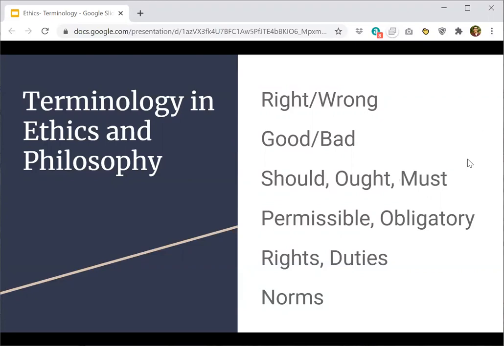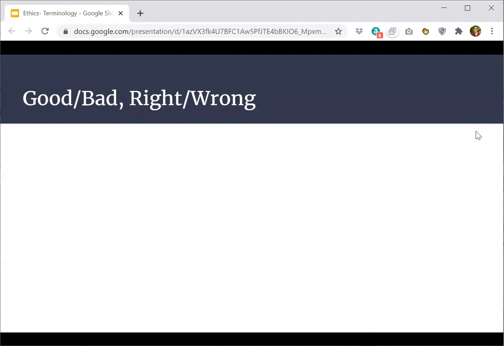And so when it comes to ethics, we have lots of sort of ethicsy terms, right? The terms that you would use when you were talking about issues in ethics are things like right and wrong, good and bad, what you should, must, or ought to do, what's permissible versus what's obligatory. That is, what is okay to do versus what you have to do, and the rights that you might have, the duties that you might have, and finally the over-encompassing notion of a norm, which I'll get to in a little bit. So here, I'm just going to start by talking about these different notions.